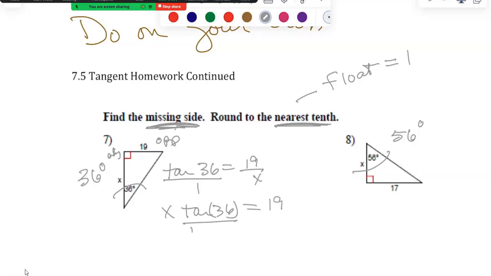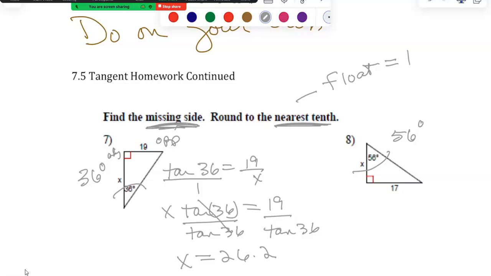My goal is to get x by itself. Notice I am not using inverse. I am not looking for an angle. 19 divided by x, and then you end up doing 19 divided by tan of 36 to isolate your x. You should be getting x is 26.2.